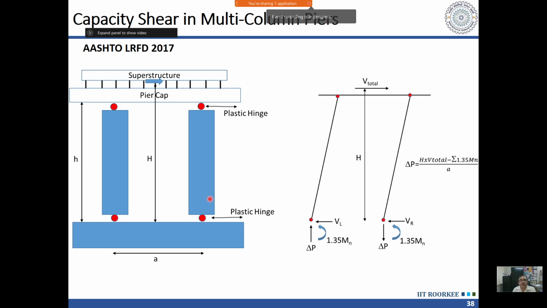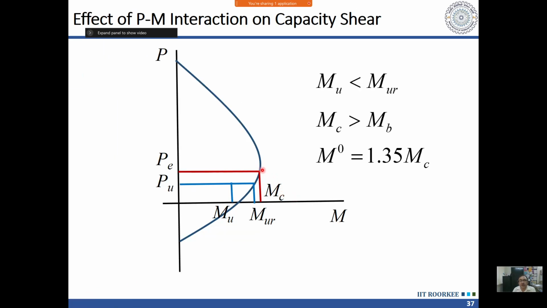Alternatively, a conservative method. In the conservative method, what should I do? I should take the maximum moment capacity, which corresponds to the balance failure. So M balance corresponding to the P balance is the maximum moment capacity which can occur in my column. But this may be conservative, because actually my axial force may be somewhere here, and we can see that this balance moment may be much larger than what I am actually going to get even during earthquake. But if my applied axial force is very close to the balance axial force, I can take the maximum moment capacity from the PM interaction as the moment capacity.